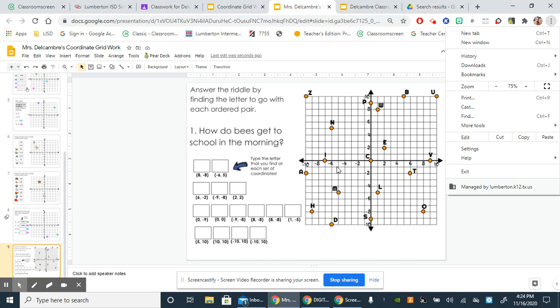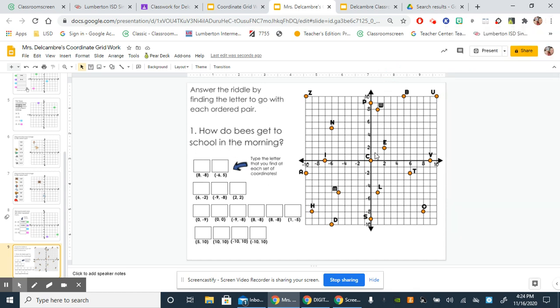So if I look at 8, negative 8, so I'm going to go here, start at the origin. I'm going to go to 8, and then I'm going to go to negative 8. So the letter is O, so I'm going to double click and type an O. Okay, next one, I'm going to start at the origin. I go over to negative 6 and then up to 5, which would be N. And then you're going to continue.